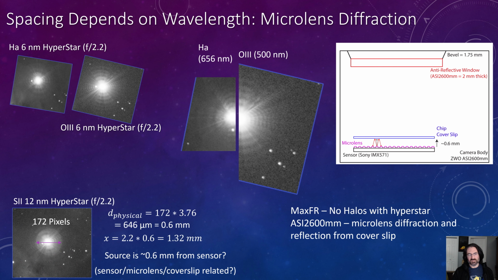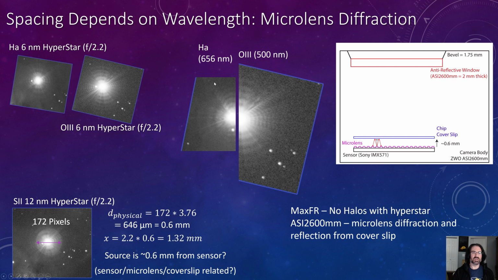With the concept of microlens diffraction, if we go back to our hydrogen alpha and OIII images with the HyperStar and look at the fringes we see associated with these two filters, if you align them so that we see the diffraction pattern here and set them side by side, you can see that they actually have a different frequency with which they're going out.